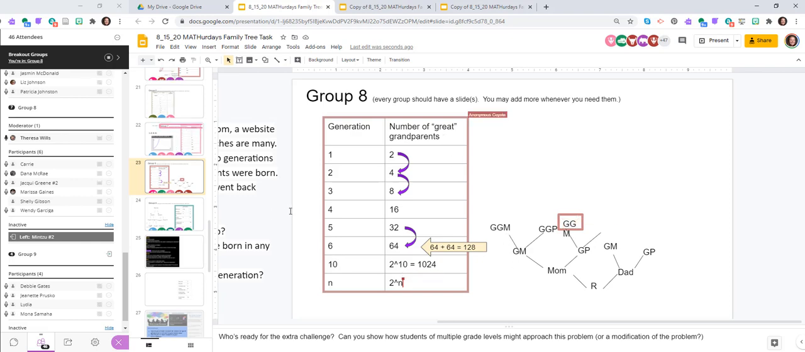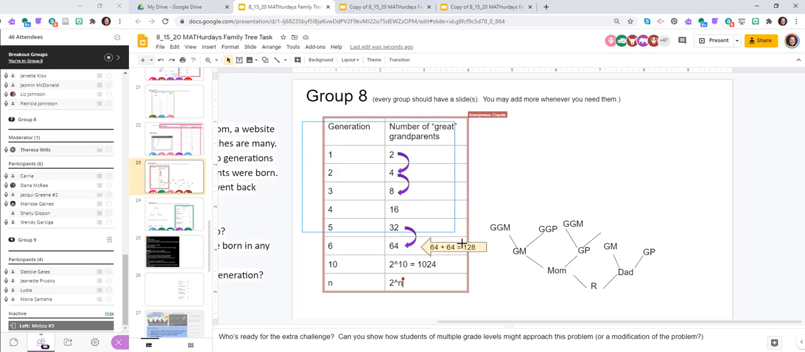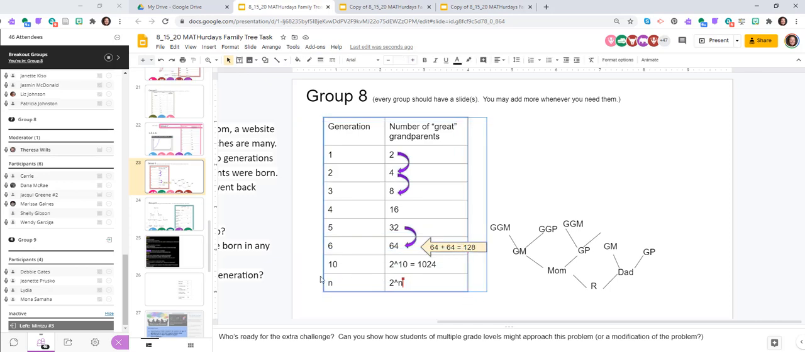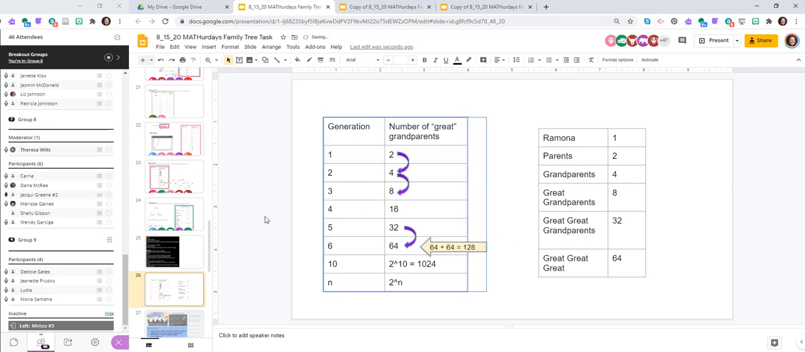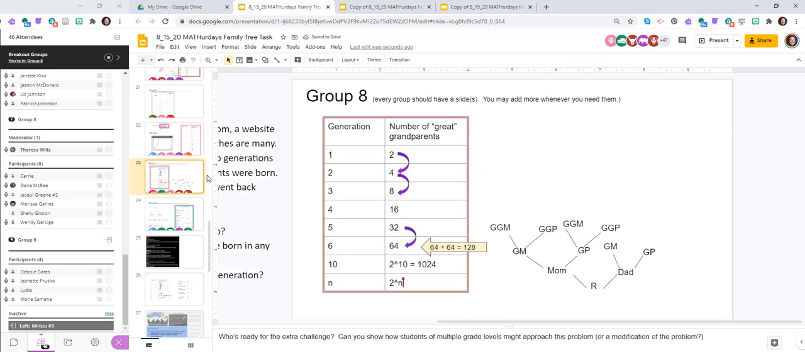Neat. So that rule allows you to skip and kind of be more efficient, right? Right, exactly. So you don't have to go through each one. Wonderful.